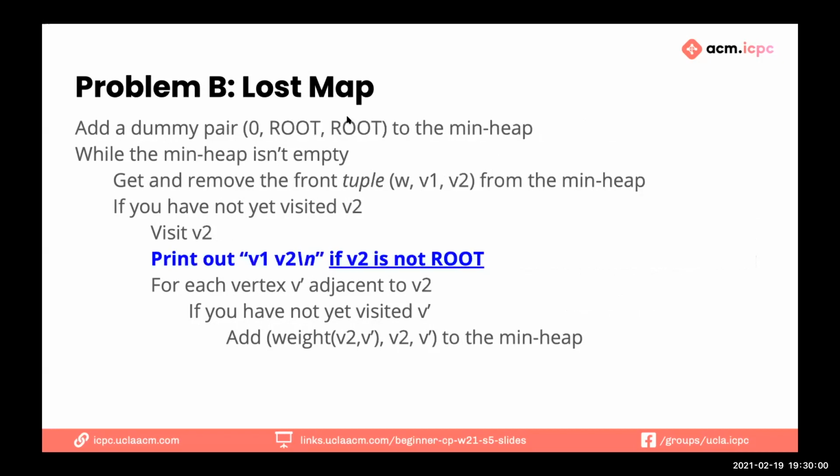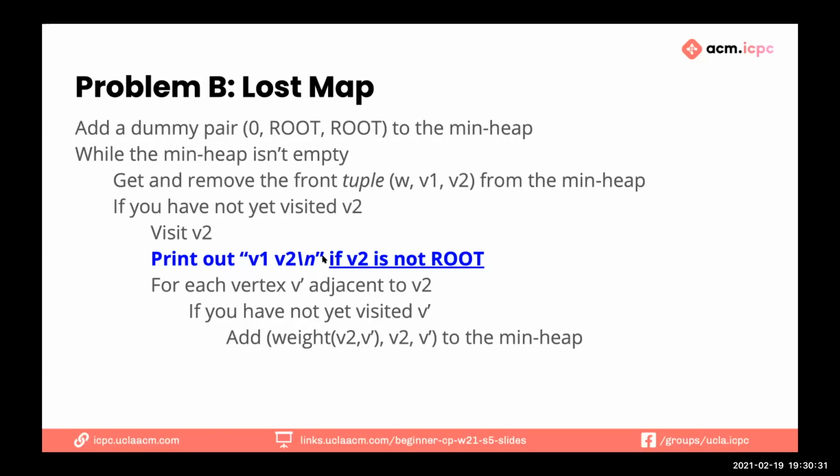So we modify the code to include triples now, and we're going to go into the construction of these triples in a bit because it's not so obvious in C++. You basically start with a dummy triple instead of a dummy pair, which is 0, root. And you first remove the front tuple, which includes the weight, v1 and v2. And we'll go into a little more about the distinction between v1 and v2. And just like before, if you have not visited v2, then you visit v2. And this time you print out the edge v1, v2, if v2 is not the root.